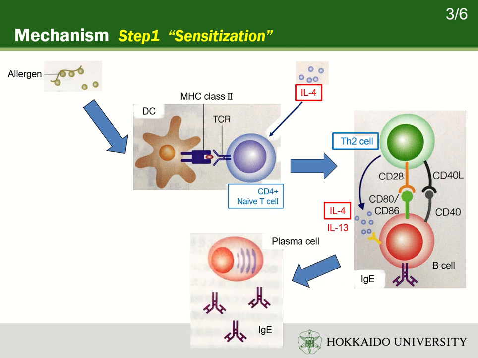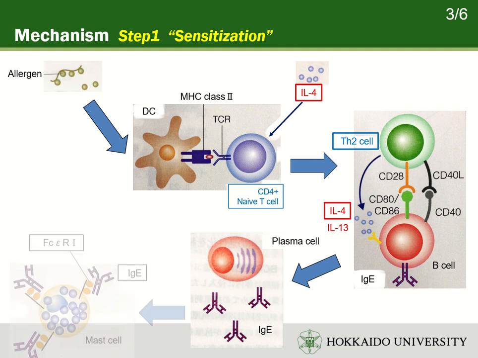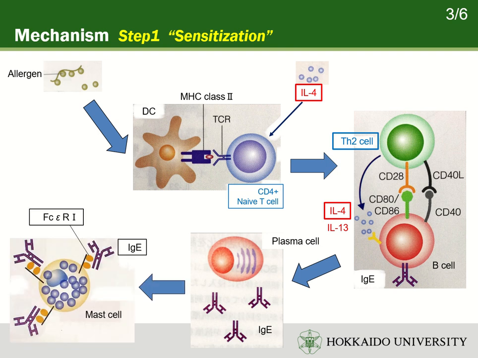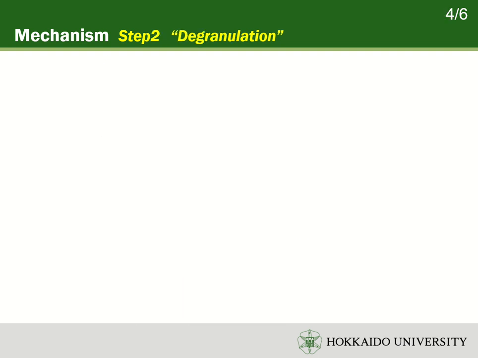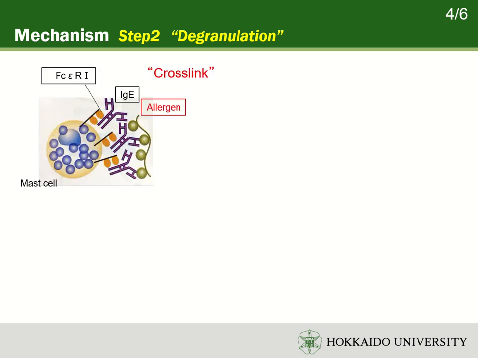B cells under the action of cytokines differentiate into plasma cells and produce IgE. IgE binds to Fc receptor 1 on mast cells. Next, I describe the second step, degranulation. When the mast cells are re-exposed to the allergen, the IgE Fc receptor 1 cross-linking is formed.